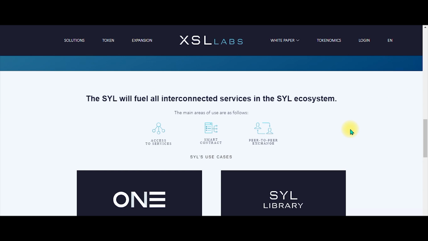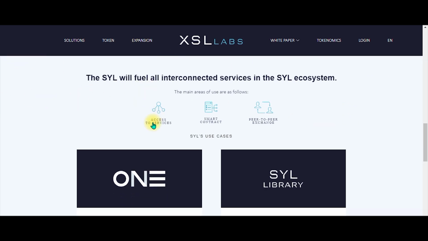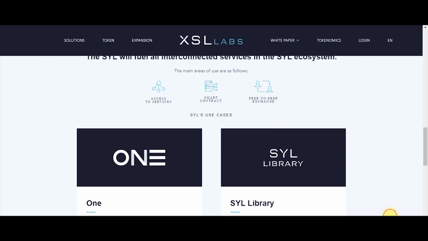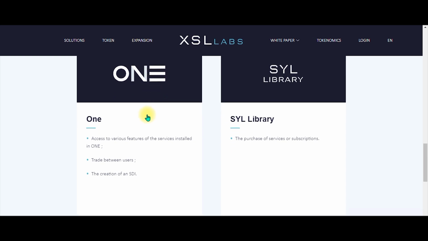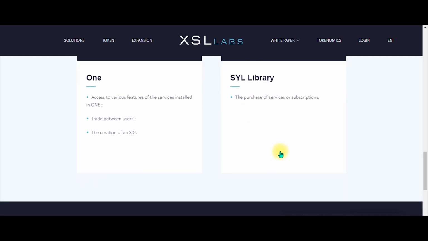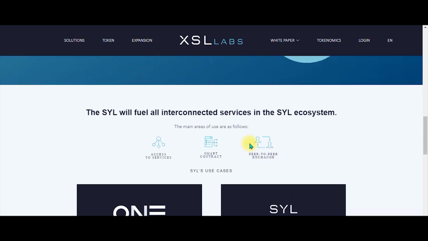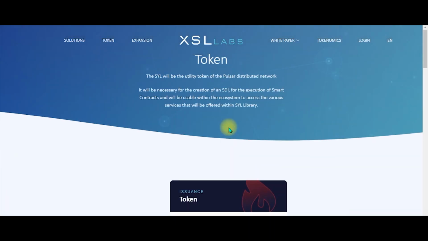The main areas of use for the XSL Labs SYL are access to service, smart contracts, and peer-to-peer exchange, and SYL's use cases are mentioned over here. One, access to various features or services installed in one. You can trade between users, also the creation of SDI, and SYL Library, the purchase of services or subscription. So that's all for the token section of XSL Labs.